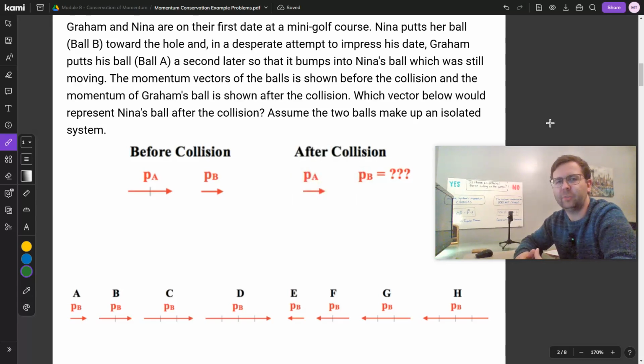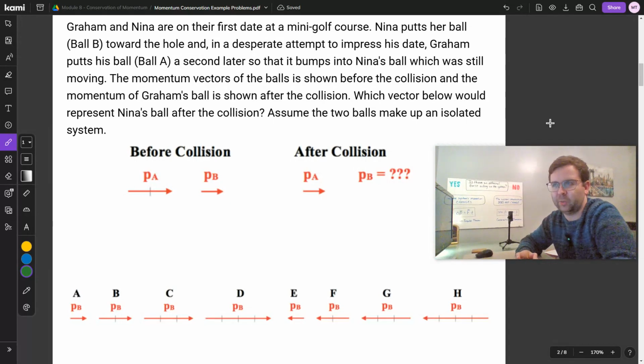Hi, in this video, we're going to look at some simple examples of momentum conservation. So let's get started. Graham and Nina are on their first date at a mini golf course. Nina puts her ball B toward the hole, and in a desperate attempt to impress his date, Graham puts his ball A second later so that it bumps into Nina's ball, which was still moving.